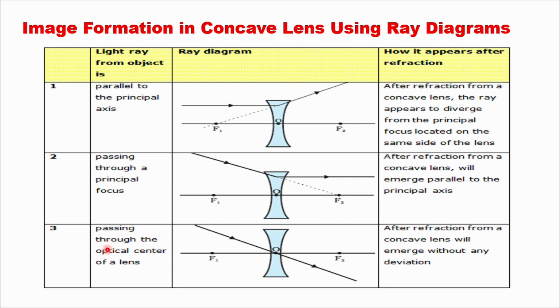Last one is when the light ray from the object is passing through the optical center of a lens. Here, after refraction from the concave lens, it will emerge without any deviation. So sometimes in the examination they may ask you to draw the diagram when the light from the object is parallel to the principal axis, or passing through the principal focus, or passing through the optical center of the lens. Just draw the diagram, illustrate the following methods.